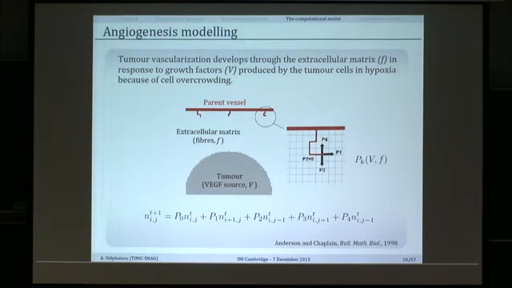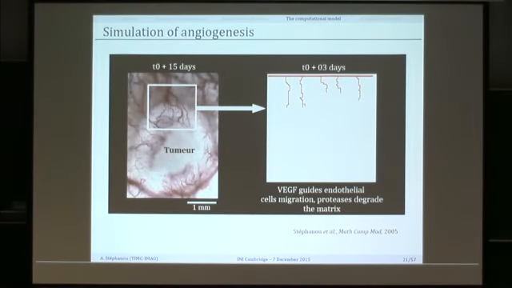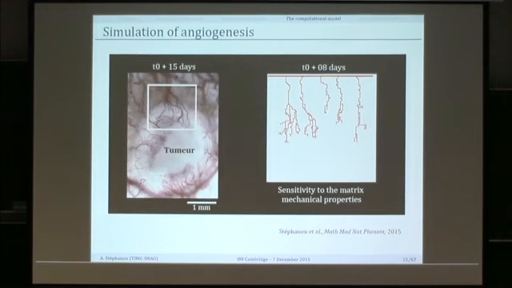Okay, so for the angiogenesis modeling, I will be very quick because everything has been said this morning. The tumor vascularization develops through the extracellular matrix in response to the growth factors, and it has to cross through the matrix of fibers. So we have initially some parent vessels, the source, and we have some probability for the vessels to move around. I won't go into more detail on this. We make the simulations and see how the VEGF guides the endothelial cell migrations and how the proteases degrade the matrix. And so it keeps on expanding and dividing and branching.